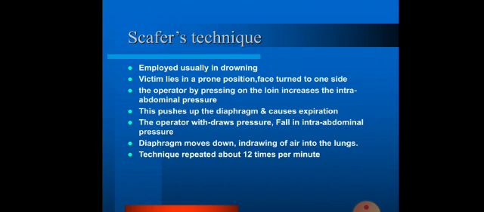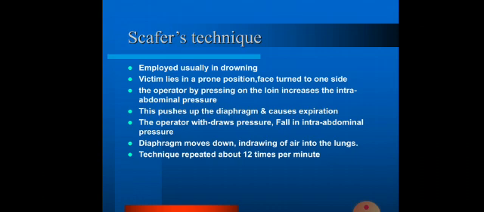Now when he gives pressure on the loin, trying to increase the intra-abdominal pressure, this actually pushes the diaphragm up and causes expiration of the victim. Now the operator withdraws the pressure. What happens is the intra-abdominal pressure falls. Now the diaphragm moves down, indrawing air into the lungs. This technique is repeated around 12 times per minute. So every time the operator gives pressure on the loin, it increases the intra-abdominal pressure, pushes the diaphragm up, and causes expiration.